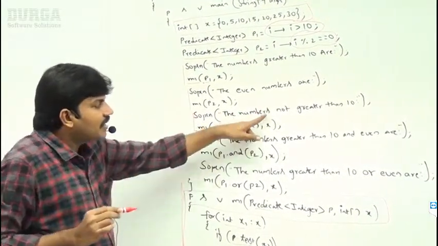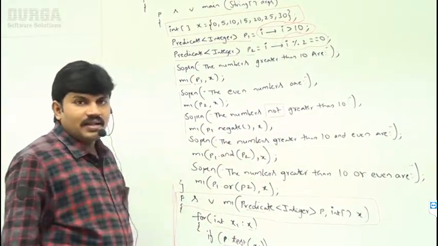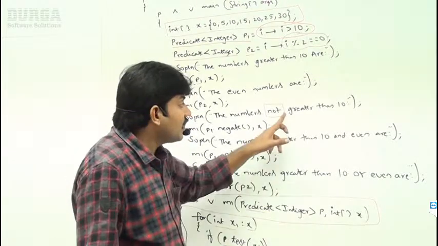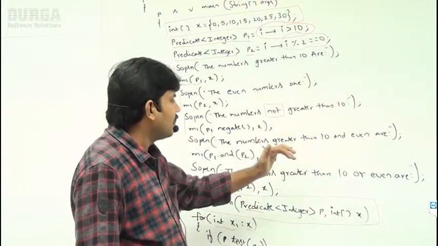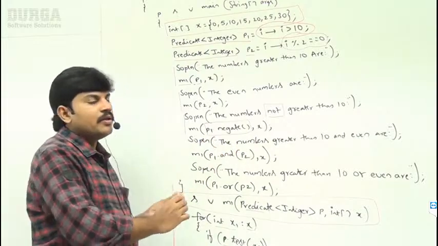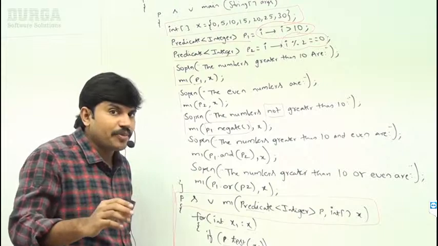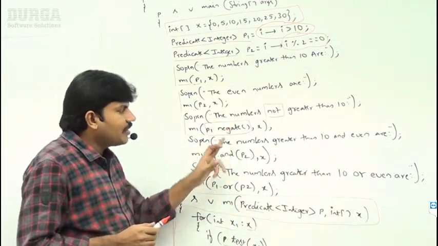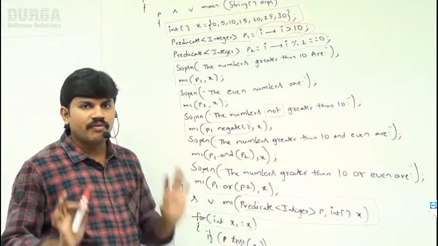Next, the numbers not greater than 10. Sir, the numbers not greater than 10. What is the meaning of that, sir? Negation of P1. Remember this one, negation of P1. So P1.negate(), this predicate I am passing. Sir, I am not passing P1. I am passing which predicate, sir? P1.negate(). That predicate is applied for every element in that X. Based on that, it is going to print the value.